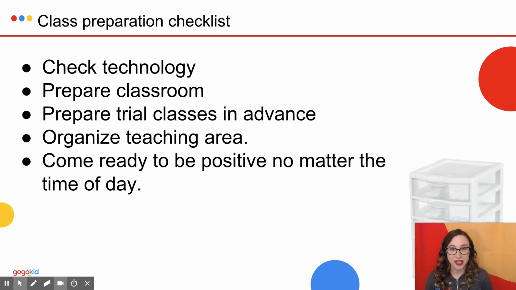Make sure that you check out the trial classes on Freshdesk. There are a variety of levels, and you can prepare all of them in advance. Remember that the trials can change. Come ready to be positive no matter what the time of day is. Even if it's very early, like 5 in the morning Eastern Standard Time, it is 5 p.m. Beijing time. Bao Bao is just getting off school and they are so excited to see you. Be excited to see them, right?